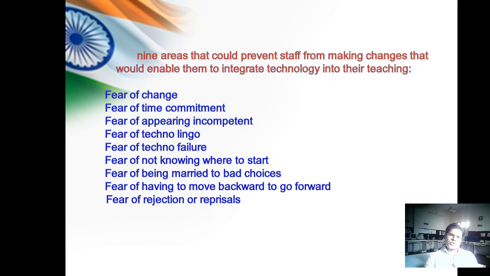Then, we came across the 9 areas that could prevent staff from making changes that would enable them to integrate technology into their teaching. Fear of change, fear of time commitment, fear of appearing incompetent, fear of techno-lingo, fear of techno-failure, fear of not knowing where to start, fear of being married to bad choices, fear of having to move backward to go forward, and fear of rejection or reprisals.